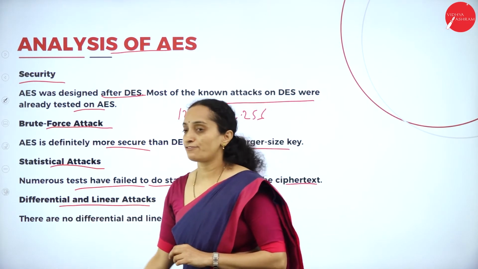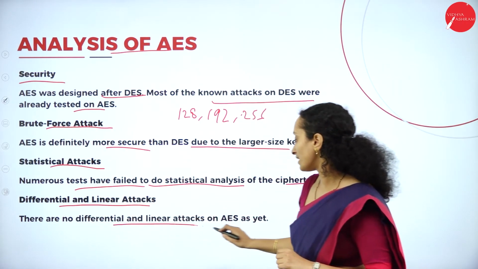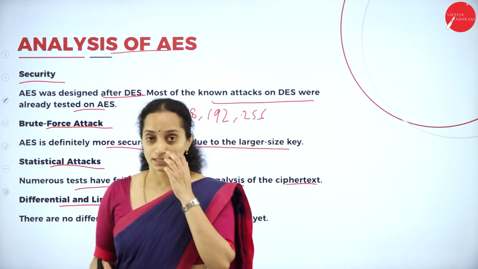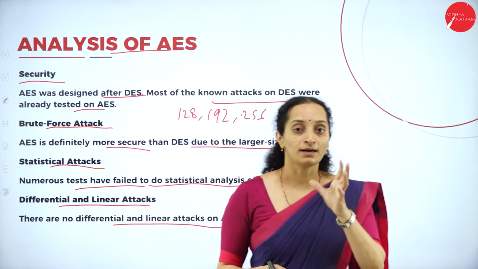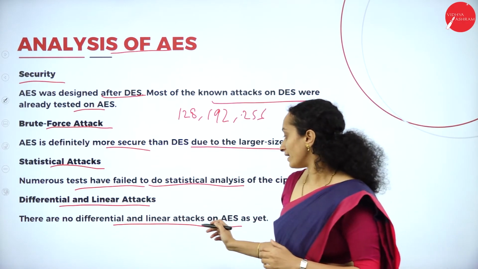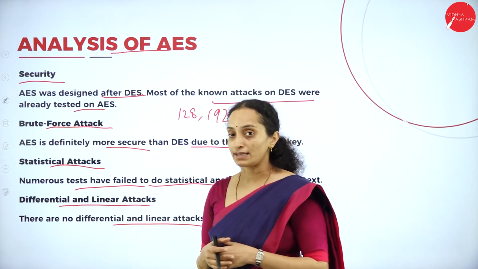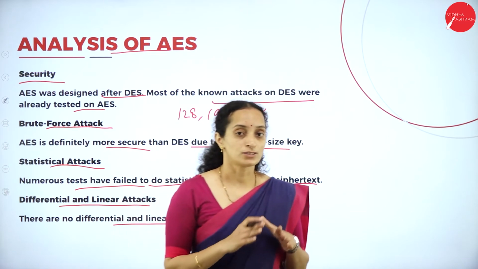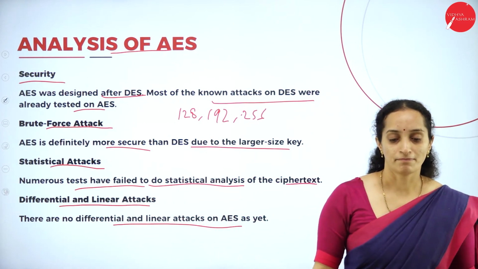When you look at the differential and linear attacks, there are no differential and linear attacks that can happen over AES. Differential uses the differential polynomial to get the ciphertext. Linear attacks, which attack the ciphertext and the key straight away to get the plain text, have also failed in the AES cipher method.